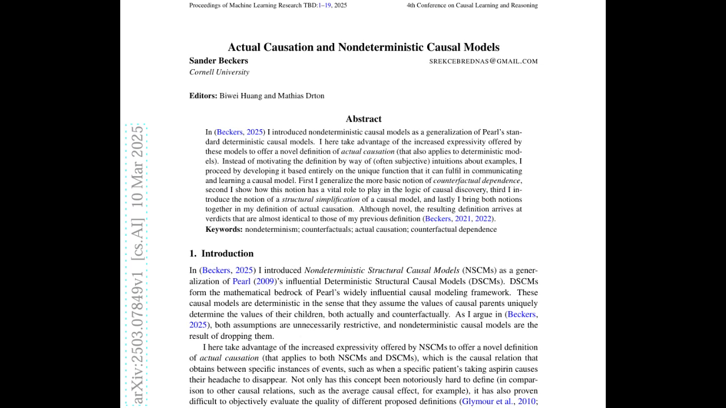Exactly. Okay, so we have these NSCMs to account for the fact that outcomes aren't always predictable. And we have this idea of counterfactual dependence that's helping us explore all those what-if possibilities. Where do we go from there? How do we actually pin down what actually caused something? That's where the paper gets even more fascinating. It dives into this idea of structural simplifications.